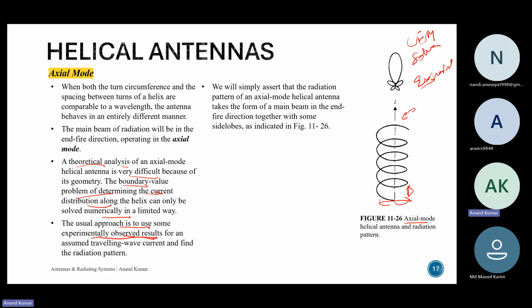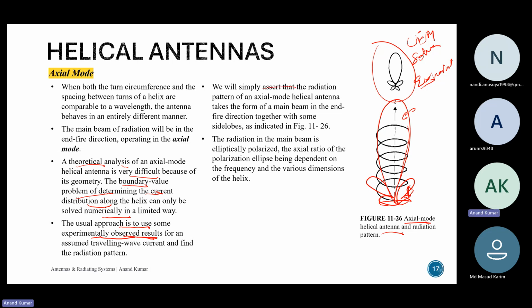The thing to be noted is that when the helical antenna is in axial mode, that is, when the turns are loosely spaced, the radiation pattern looks like this. In the normal mode it was broadside, and in this case it is end fire. So this is more directive, and this solves our problem of directivity and gain, which was there in the normal mode.